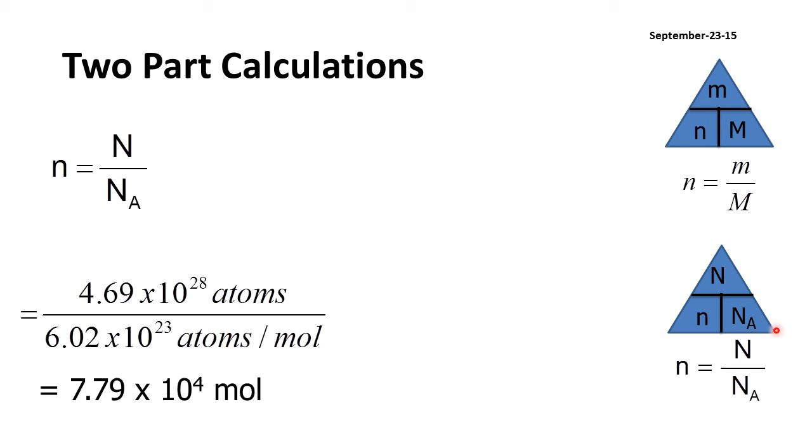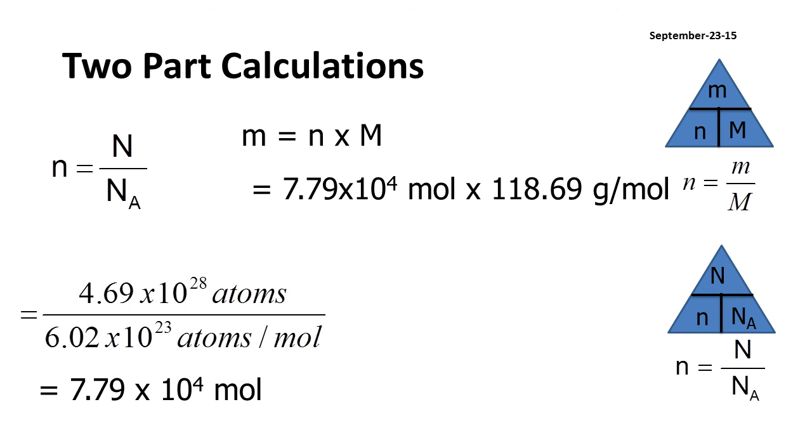Now that I know my number of moles using this first formula, I can go back to the second formula and I can plug the number of moles in there and ultimately solve for mass. So if I rearrange this formula correctly, the mass is going to be equal to the number of moles multiplied by the molar mass. So I get 7.79 times 10 to the 4 moles times 118.69 grams per mole. And the fewest number of significant digits I have in that case is 7.79. So that's 3. So the answer works out to be 9.25 times 10 to the 6, which is quite a hefty amount, grams of tin.